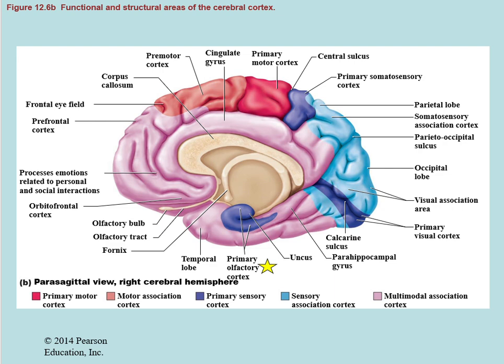So here you can see the primary olfactory cortex down there at the bottom. It looks kind of like a little curlicue in dark purple. So it's down there below the thalamus.